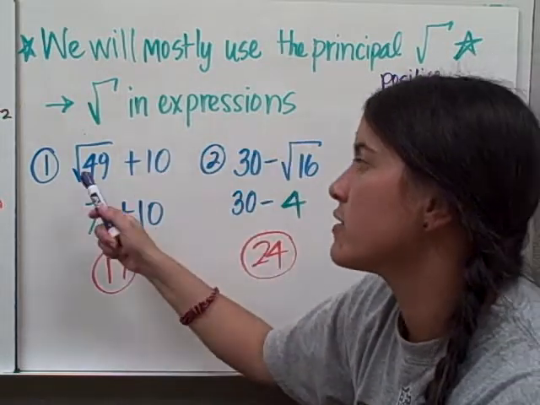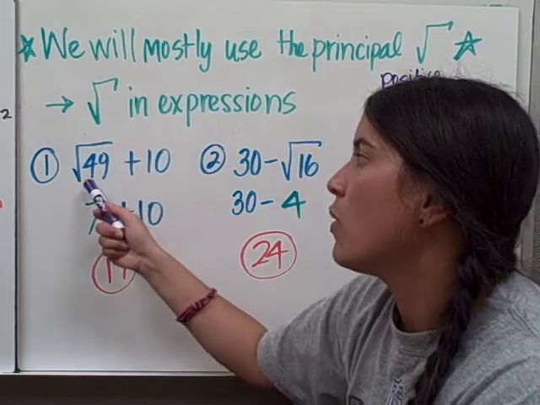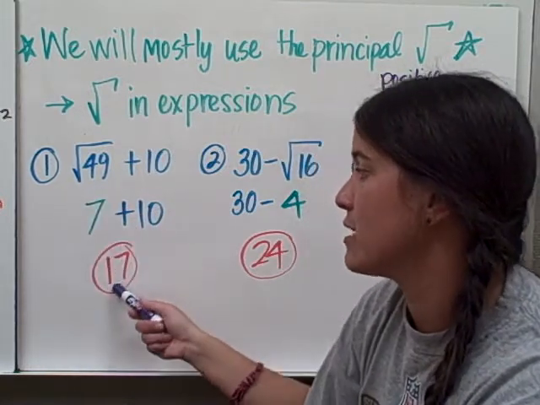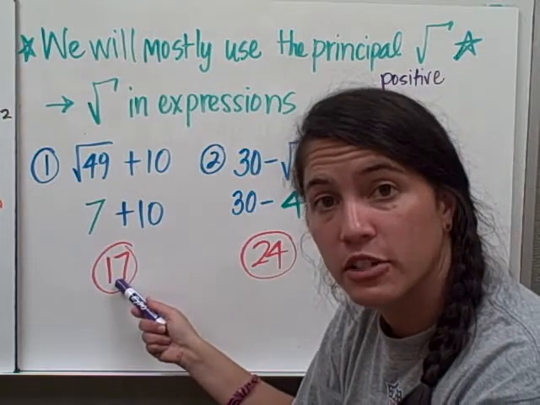So here we go. Number 1, the square root of 49 plus 10. Well, the principal square root of 49 is 7. And then 7 plus 10 is 17. So that's how you do it.